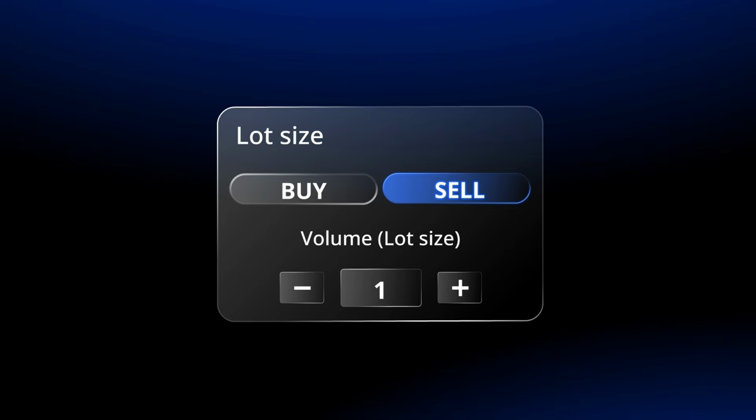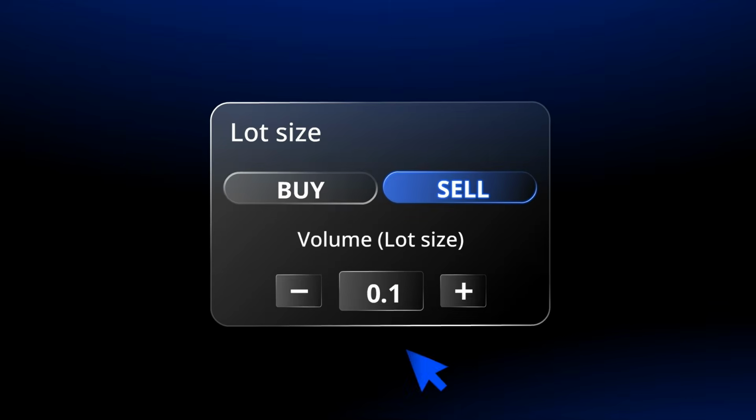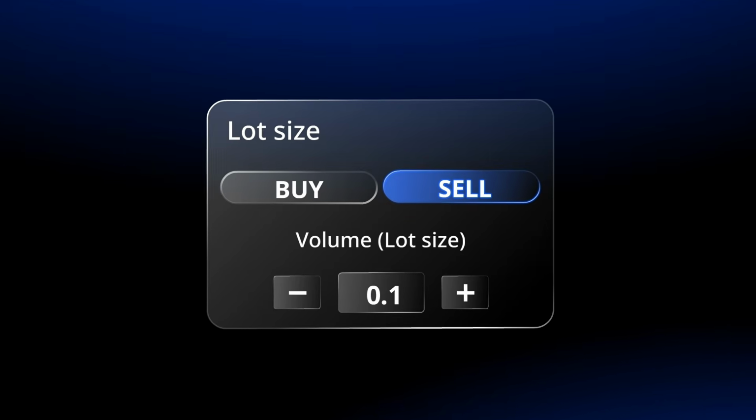You do not need to trade large amounts to participate in Forex. Many brokers allow trading smaller lot sizes to help manage risk.